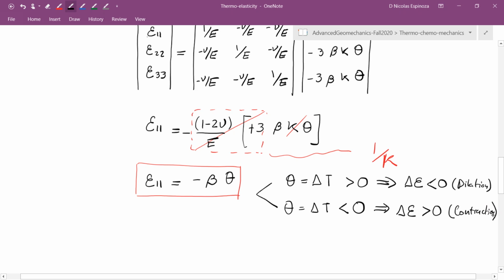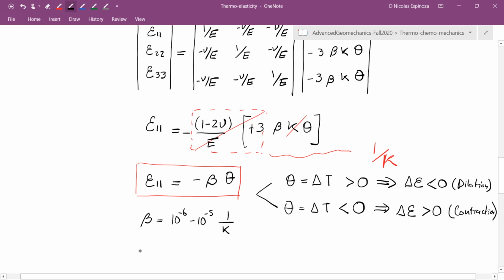So you may ask yourself, what are typical coefficients of linear thermal dilation? And I can tell you that typically for rocks, beta is in the order of 10 to the minus 6 to 10 to the minus 5, 1 over Kelvin.